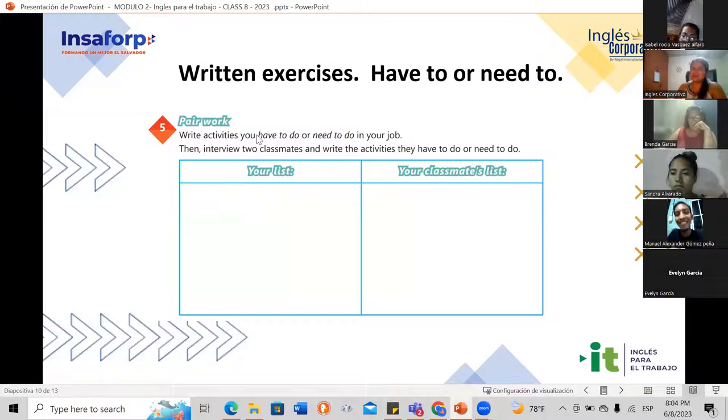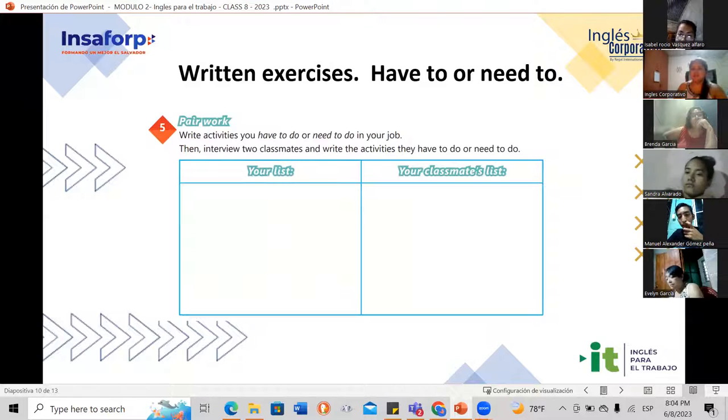Write activities you have to do or you need to do in your job, okay? What activities you have that is an obligation? Or what activities do you need, que usted necesita hacer en su trabajo? Then interview two classmates and write the activities they have to do or need to do. Okay, your list. Me va a escribir lo que usted tiene que hacer y me va a escribir la lista de lo que sus classmates have to do. Okay, de lo que sus compañeros tienen que hacer.